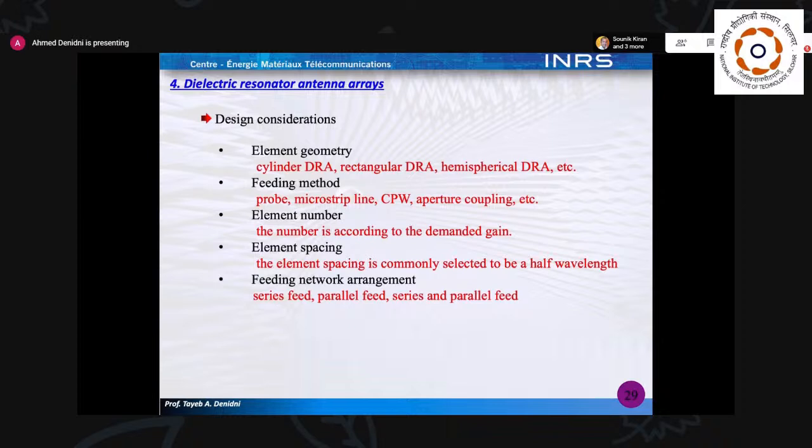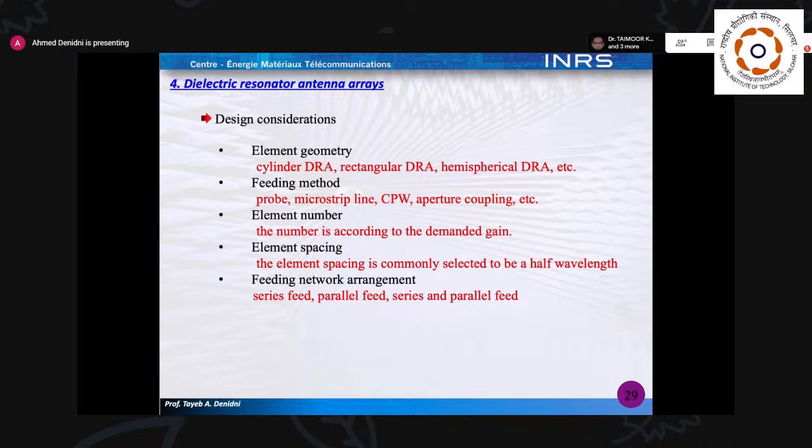If we need high gain, we need a lot of elements. If we need just reduced gain, maybe an increase of 3 dB or 6 dB, it depends on the application and where we use our antenna array, so we have to consider the number of elements. Another important one is the space between elements. We select lambda over two, but maybe we can go with more or less. It depends on the available space between the elements and also on the geometry and size of these resonators.